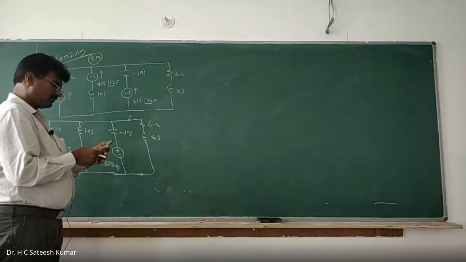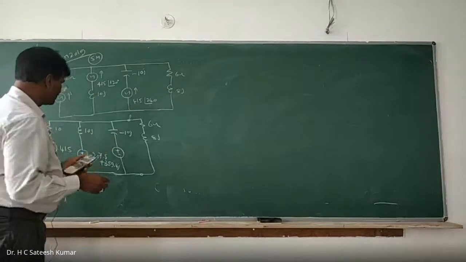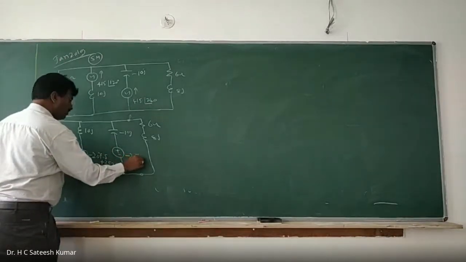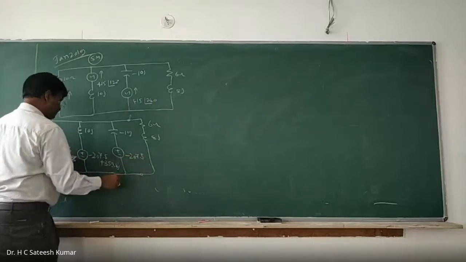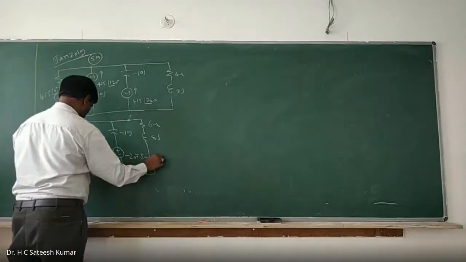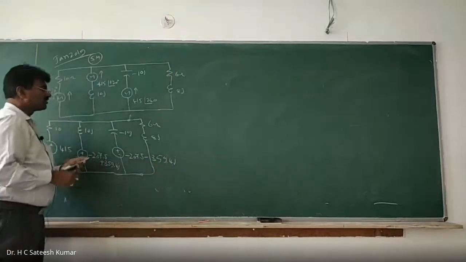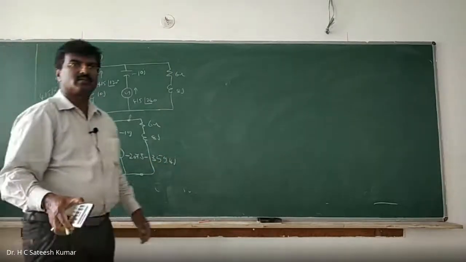240 equals minus 207.5 minus 359.4J. So see that only this one is changing. Okay, right, that's all.